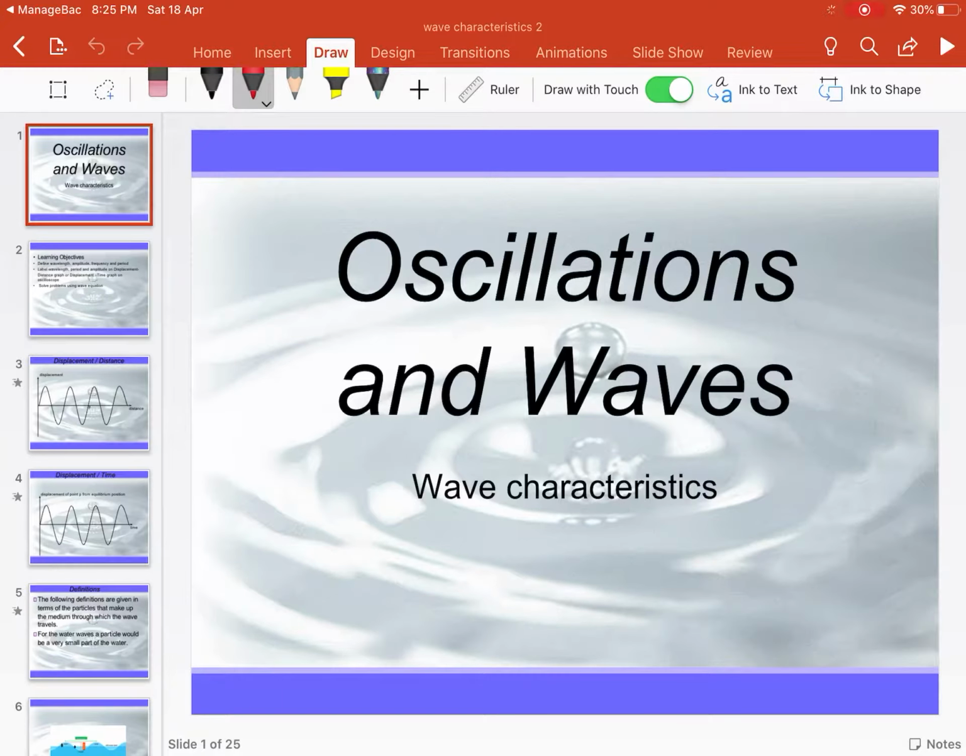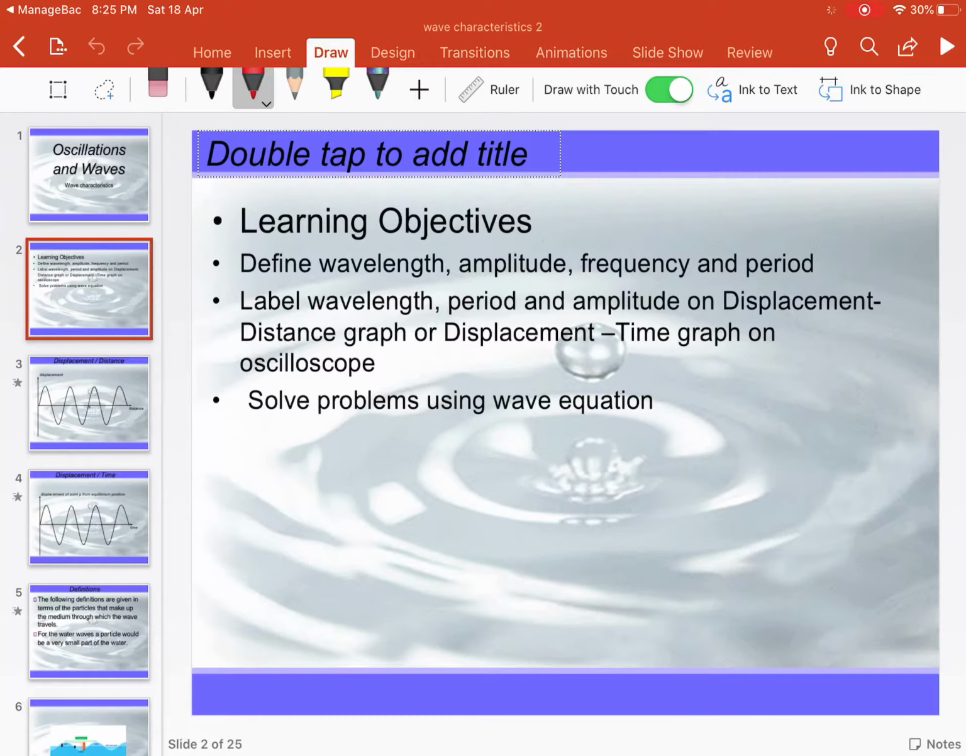Grade 10, this is our week 5 of distant learning, and this week's learning is about wave characteristics. And the learning objectives are to define wavelength. We will define amplitude, frequency, and period.